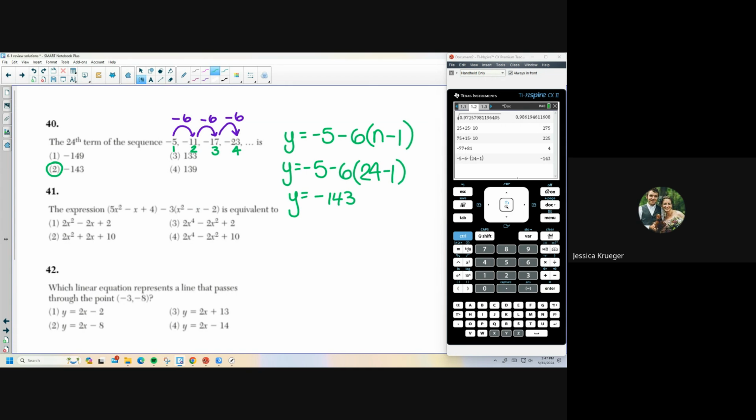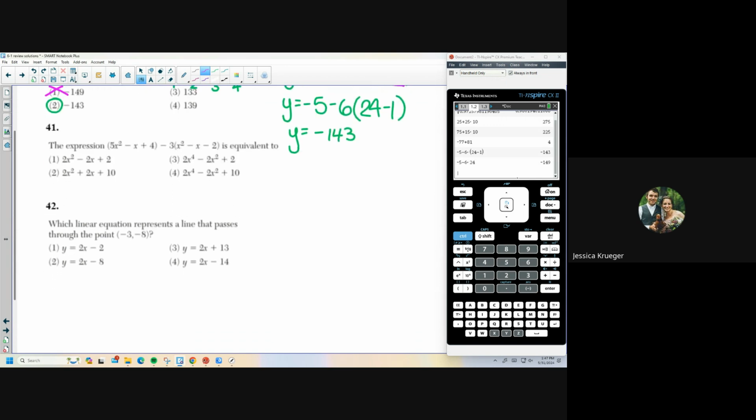What's interesting is if you forget to subtract 1, you will get negative 149, which is here. That is definitely a trap answer.